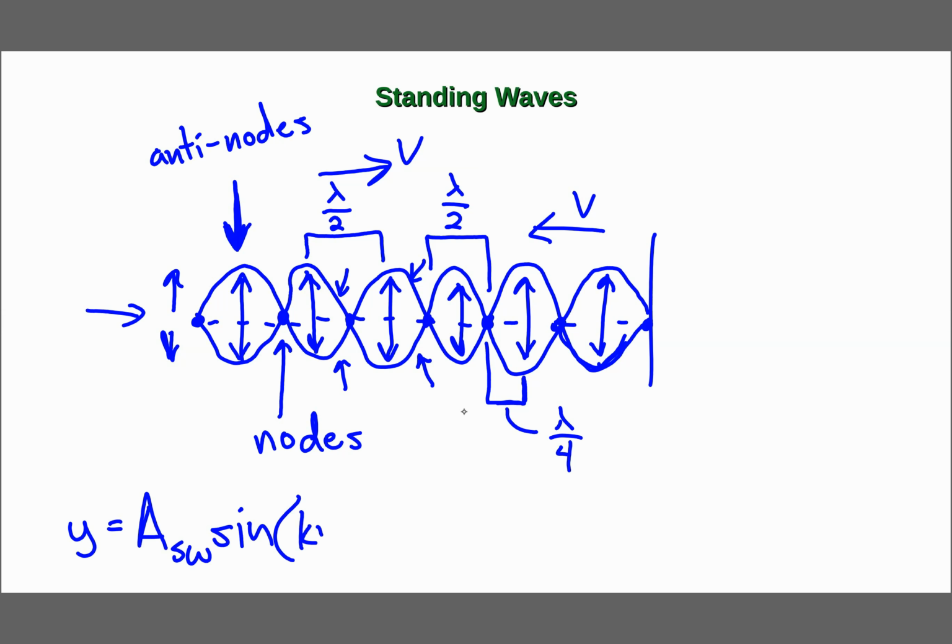Sine kx sine omega t. Okay? Now, for some points, this sine kx is 0, and then y is 0 at all times, right? Those are the nodes. But for other values, where this sine kx isn't 0, y has some value that's going to vary with time based on this other sine function.